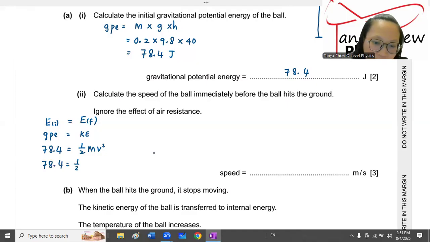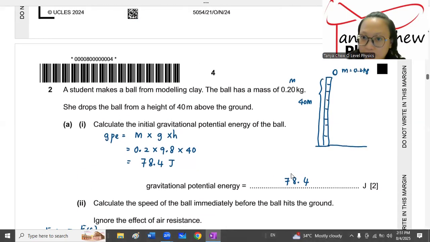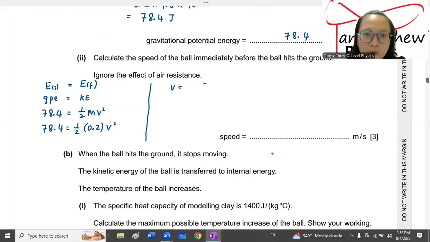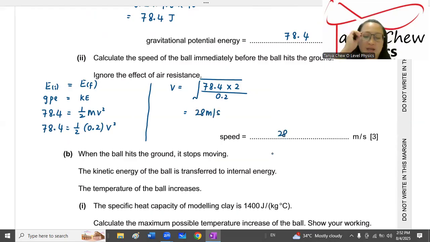78.4 is equal to half mass of the ball. Don't you think it's given, which is 0.2 kilogram? So I'm going to put that as 0.2 and speed squared. Now I'm going to make speed the subject. Speed is equal to 78.4 times 2 divided by 0.2, and you square root the whole thing. You are supposed to get 28 meters per second. So 28 meters per second is the answer.